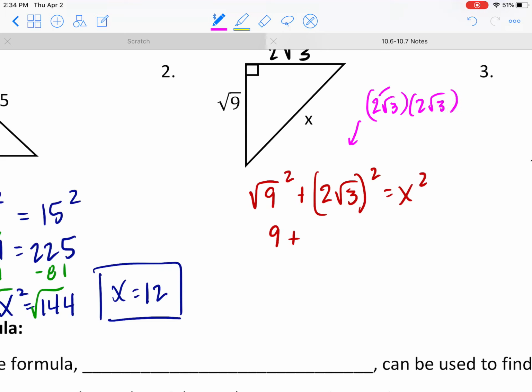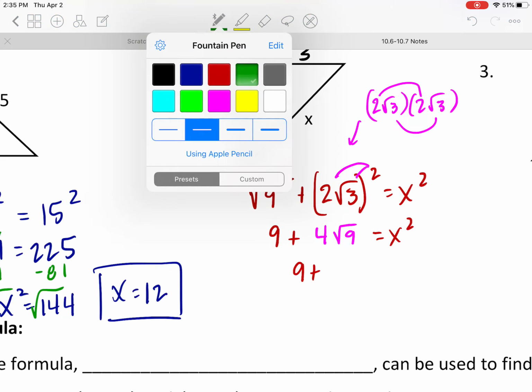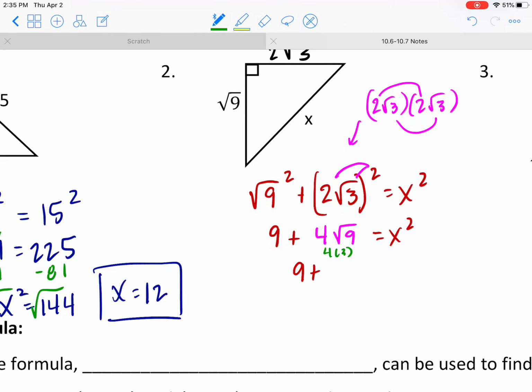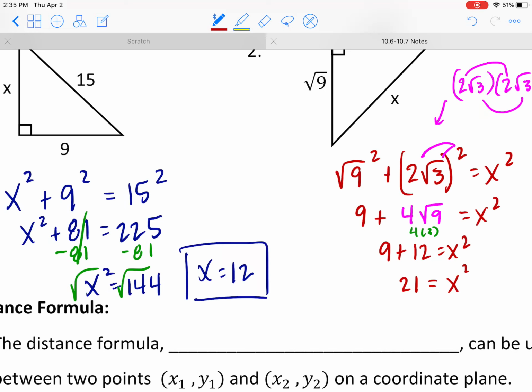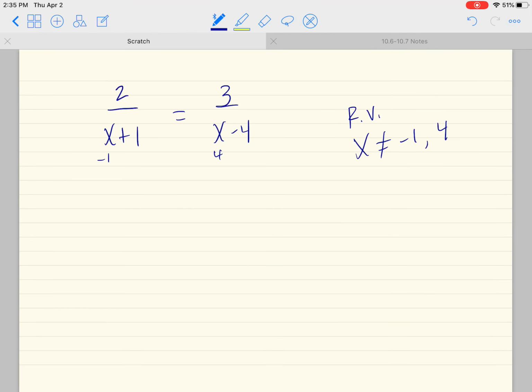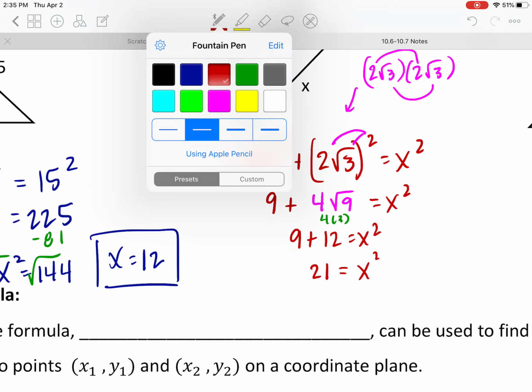But what's happening in this next term, if you are squaring 2 square root of 3, that means you're multiplying 2 square root of 3 by another 2 square root of 3. That means you have a 4 on the outside and a radical 9 on the inside, or that you have to square both pieces. So 2 squared is going to be 4, and square root of 3 squared is going to be square root of 9. And that's going to be equal to x squared here. So then we have 9 plus, well, this is 4 times 3, and 4 times 3 is 12. So now we have x squared equal to 12 plus 9, which is 21.